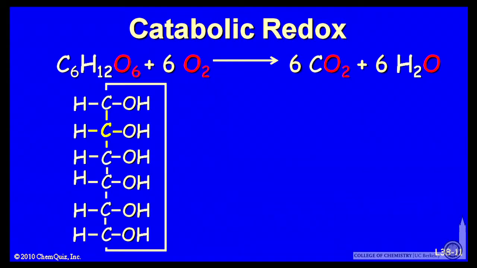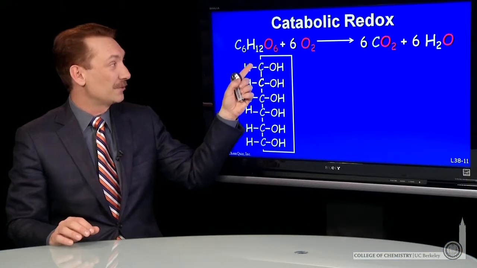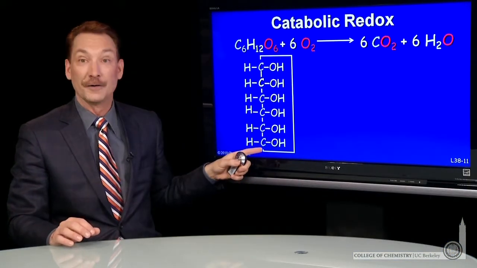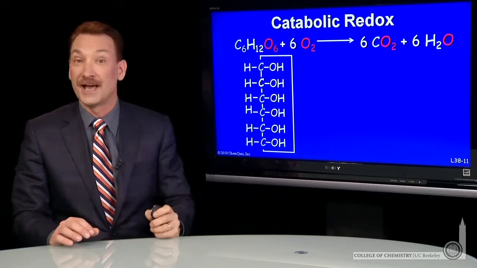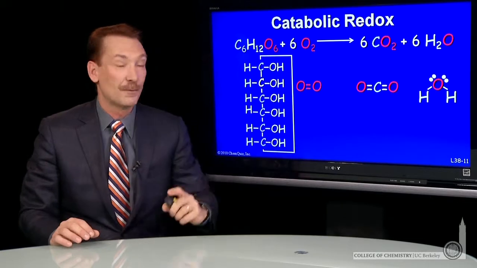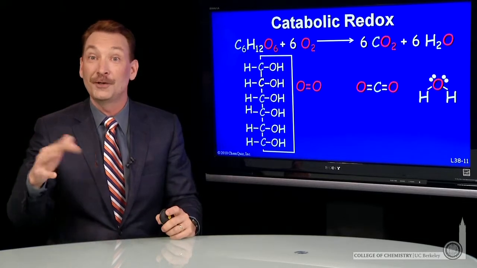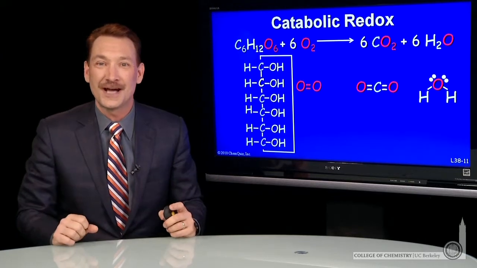I'll draw out the molecules here. Here's glucose, and glucose is a cyclic molecule, so rather than drawing it as a ring, I just bent this bond all the way around to show that this carbon is attached to that carbon. Here's oxygen, carbon dioxide, and water. And we know how to assign oxidation numbers from Lewis structures. So let's look at the oxidation numbers.